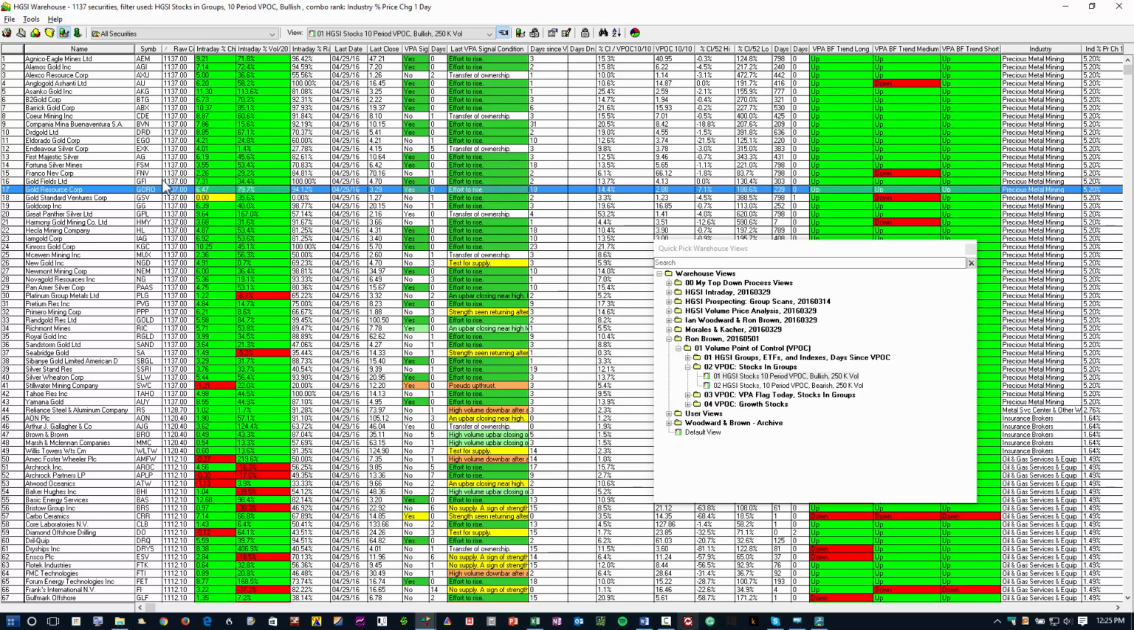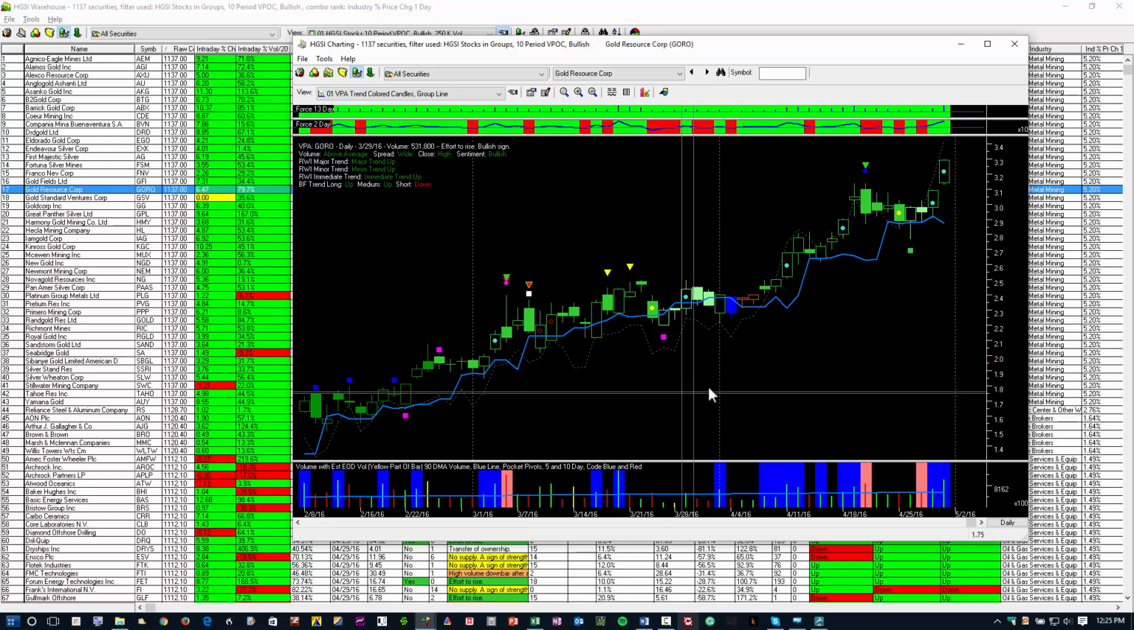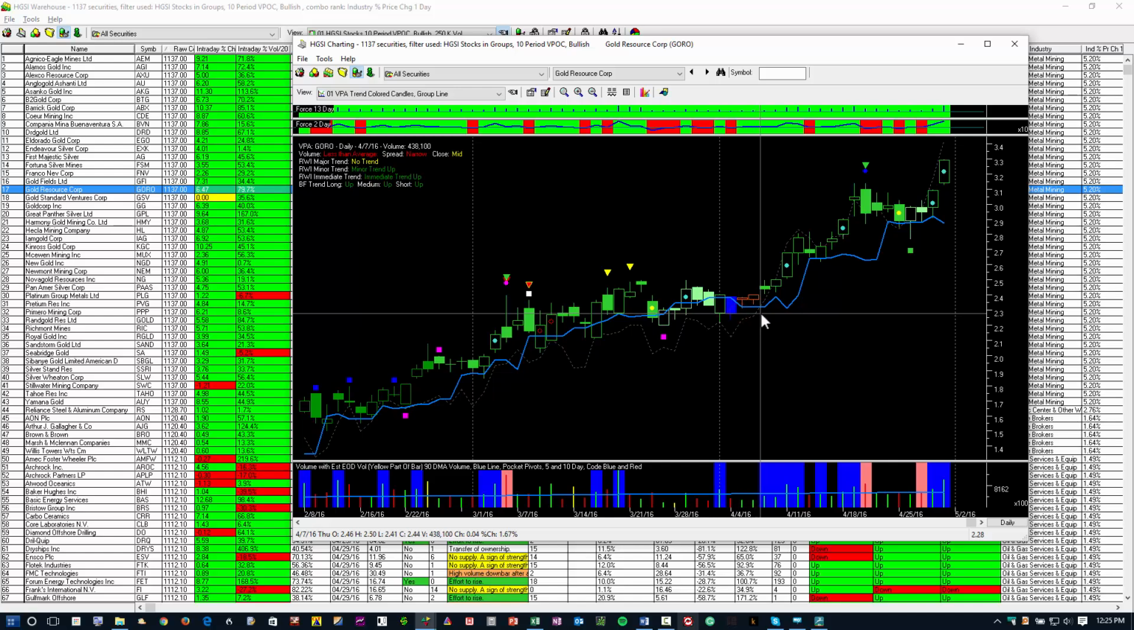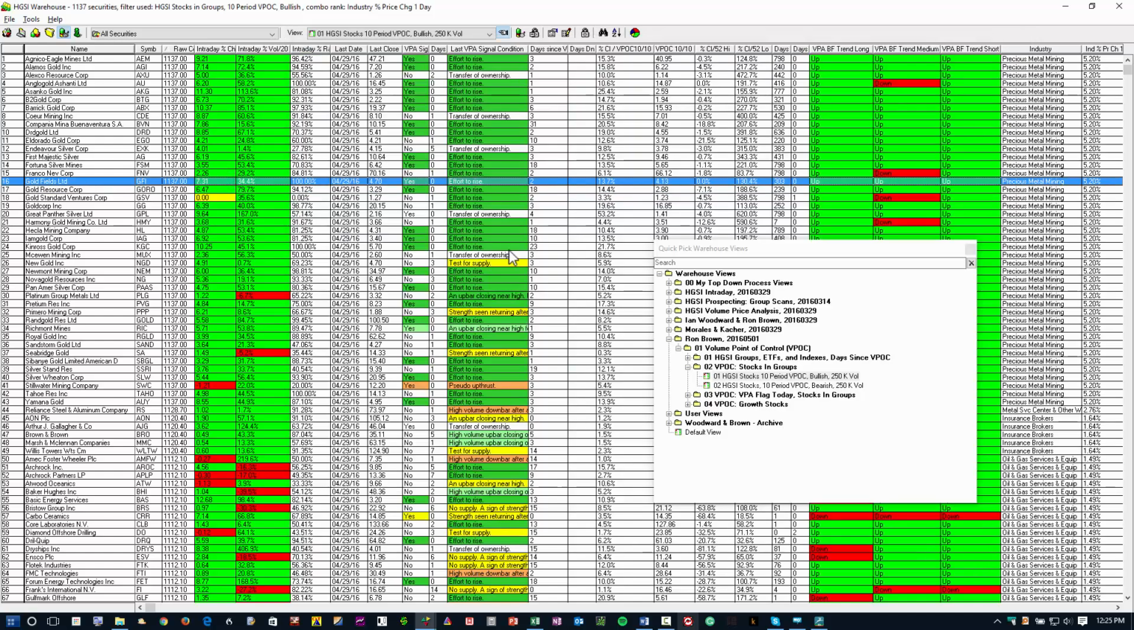Let's go to gold resources, GORO. It's only a $3.29 stock, but it has had a positive volume point of control for 19 days back here at this point, and then the pocket pivots kicked in, and it has remained above the line even with a small pullback. So this is an indicator that can give us early entry into stocks, either long or short, and it can help us stay in those stocks.